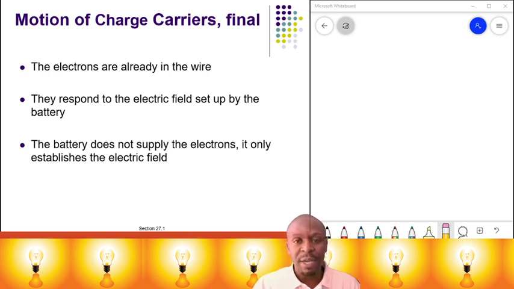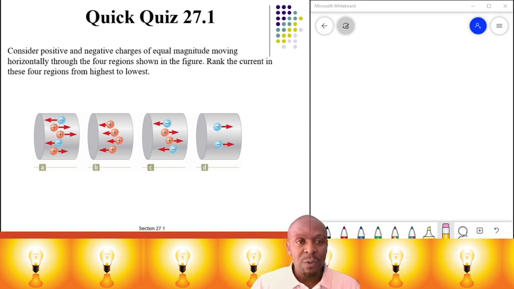Now let us do the following quick quiz. Consider positive and negative charges of equal magnitude moving horizontally through the four regions shown in the figure. Rank the current in these four regions from the highest to the lowest. As we have said, if we start with this one, two negative charges are just equivalent to two positive charges moving in the other direction.